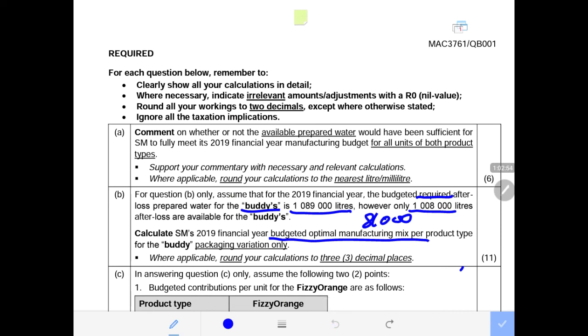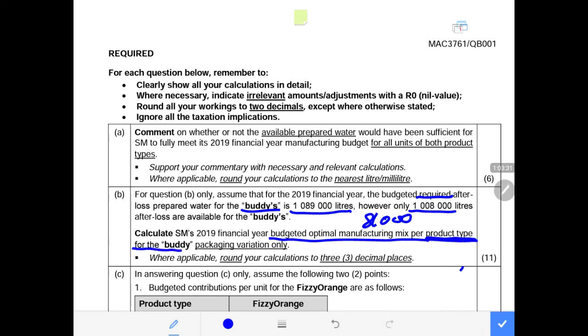For the body, they want it only for the body. It says assume that for the 2019 financial year, the budget required after the loss prepared water for the body is 1,089,000, and after the loss, also for the body it is 1,008,000, and we are required to calculate the 2019 financial year budgeted optimum manufacturing mix per product type. Very important, per product type.